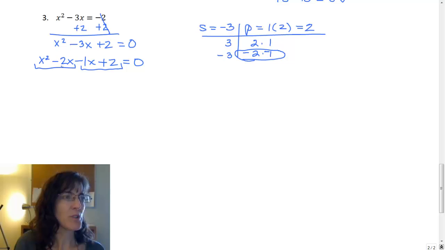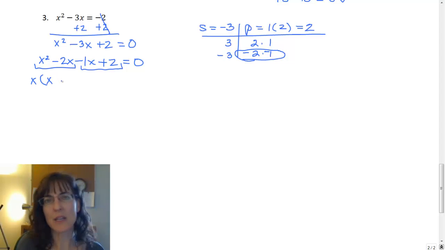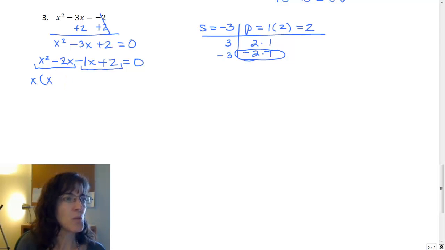So for the first 2 terms, what can I factor out? Well, I see an x on each term, so I'll factor that out. So x times, I'll have to multiply by x to get an x squared. And then x times what gives me -2x? I think that's a -2. So I can double check. x times x gives me x squared. x times -2 gives me -2x.